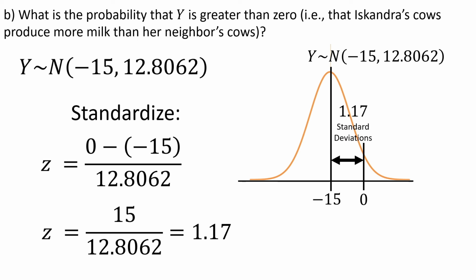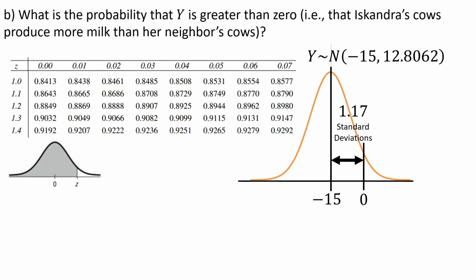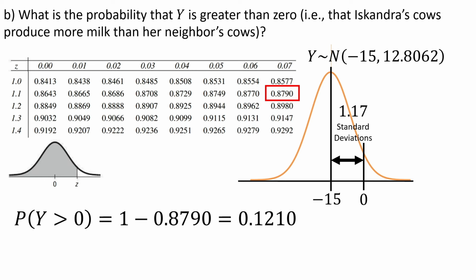And so to get the probability we're looking for, we just need to find the area to the right of 0, the area in the upper tail. So now, to do that, we need to look at the z-table. We look up our standardized value, our z-score, or in other words, our test statistic, 1.17. And we see that the area to the left of 1.17 is 0.8790. So the area to the right is 1 minus that, 0.1210. Right, so the probability that one randomly selected cow from Iskandra's herd produces more milk on any given day compared to one randomly selected cow from her neighbor's herd, that probability is about 12%.